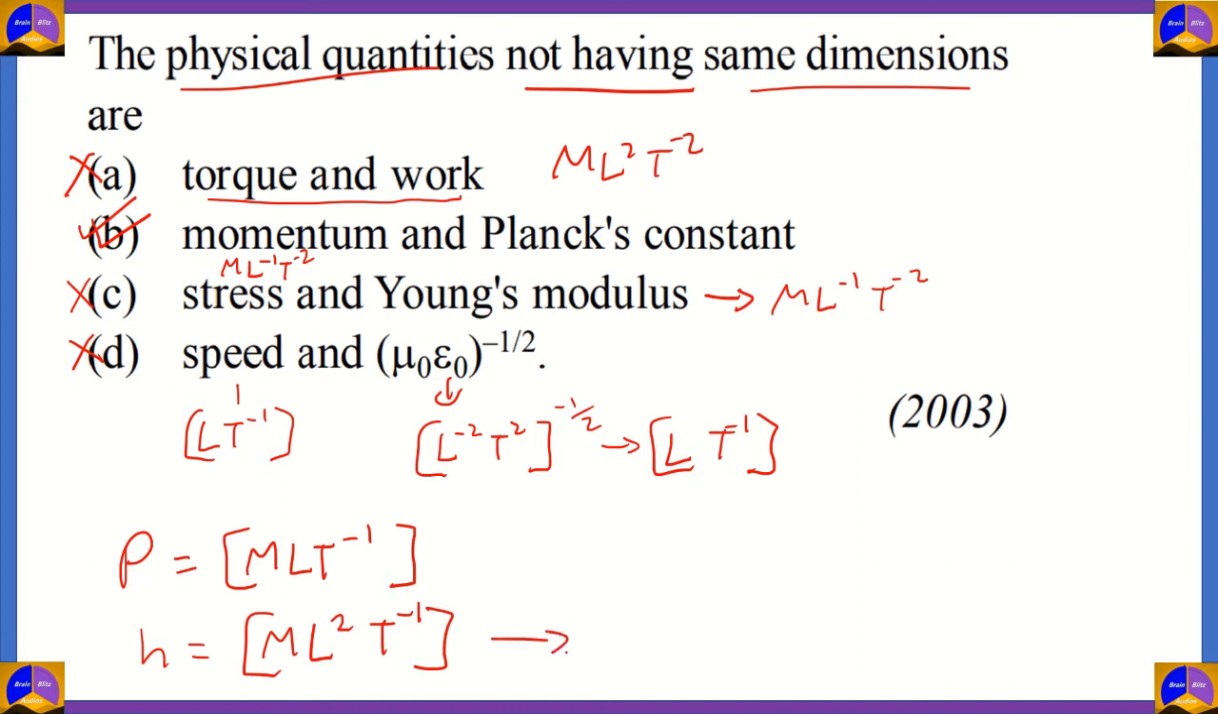Note that the dimensions of Planck's constant are equal to angular momentum, because in angular momentum you are basically multiplying momentum with distance, so you get ML squared T power minus 1, whose dimensions are equal to the dimensions of Planck's constant.